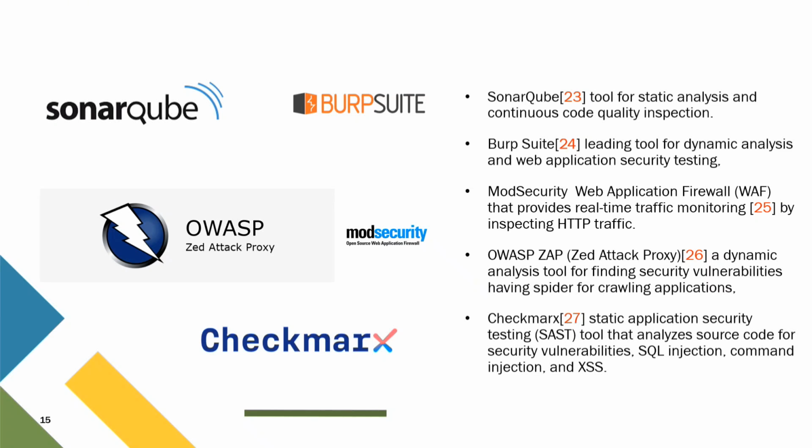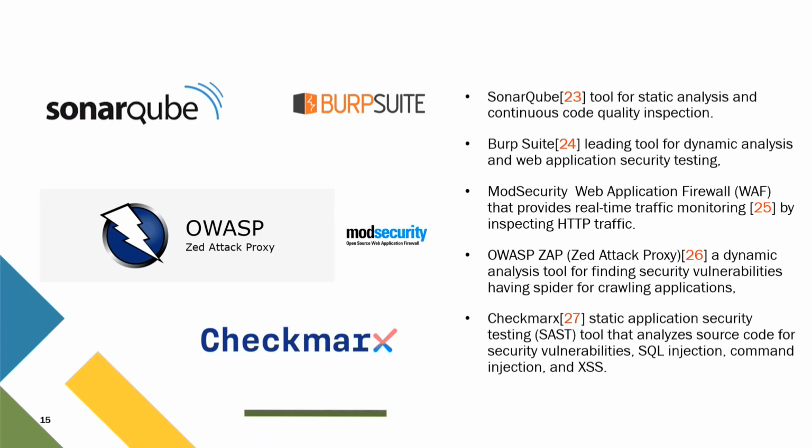ModSecurity is related to web application firewalls. It monitors HTTP traffic and reduces the risk of code injections. OWASP ZAP is also a dynamic tool that uses a spider for crawling applications. Checkmarx is also a security testing tool; it detects security vulnerabilities, and also command injections and XSS attacks.